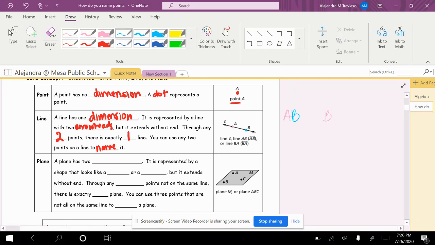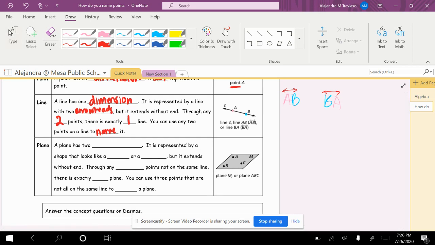Oh, I did that in the wrong color. B, A. The important thing when we're naming lines is how we draw it. So basically, we're going to draw a little line like that on top of our letters. So this is going to indicate that it's going on and on and on forever.